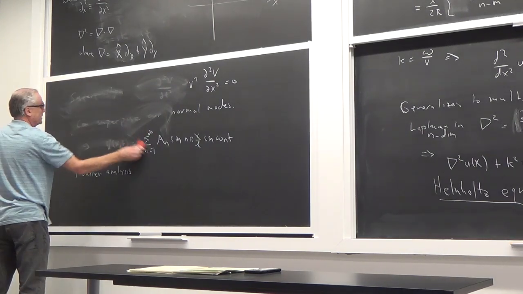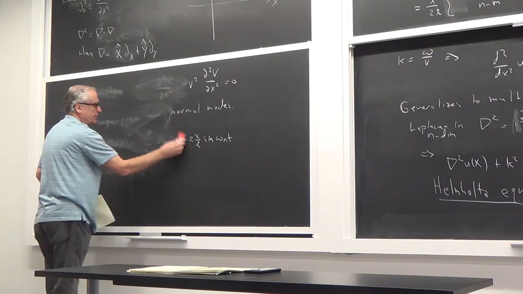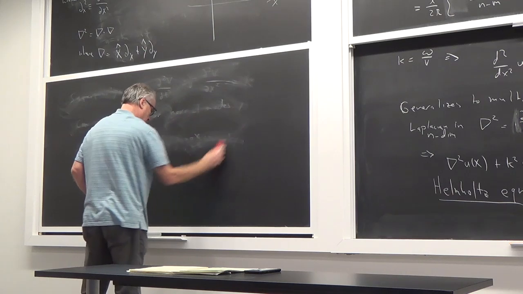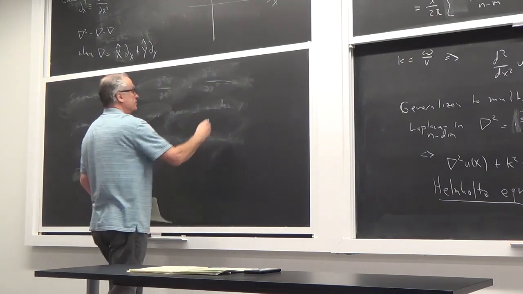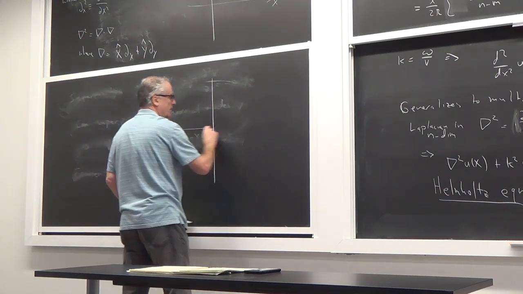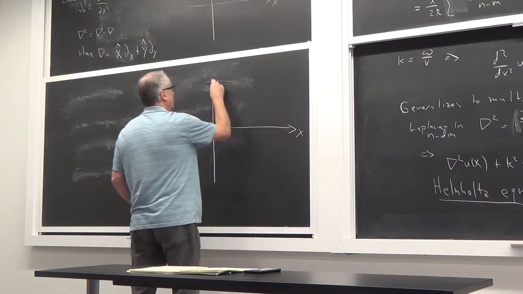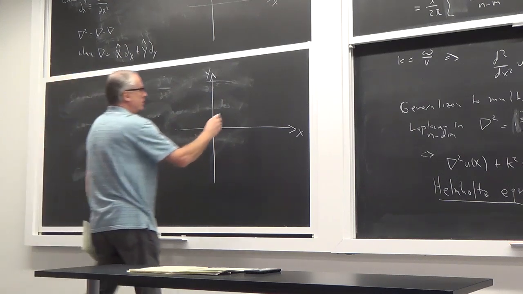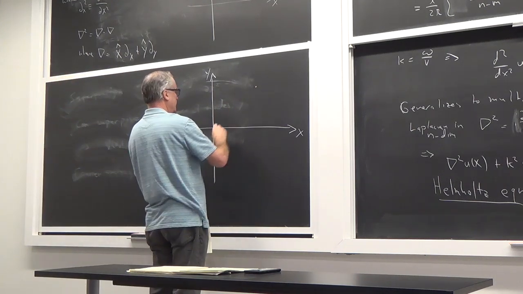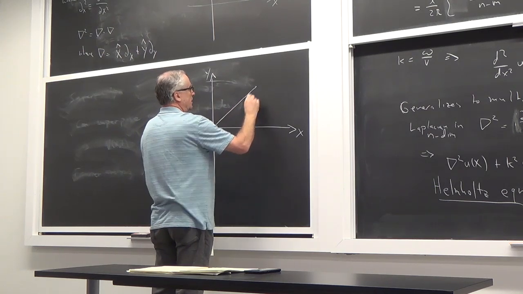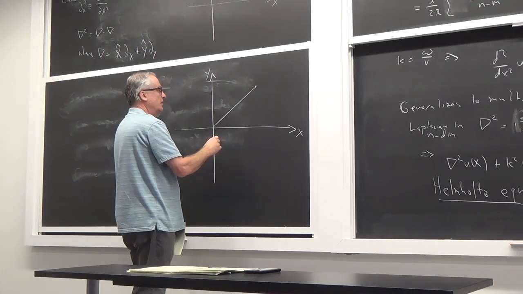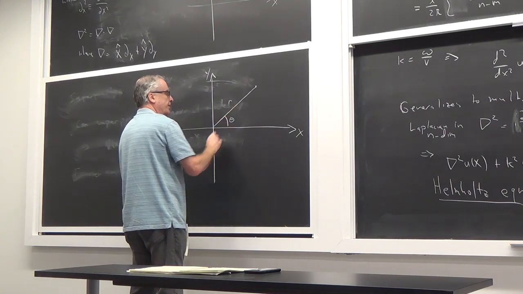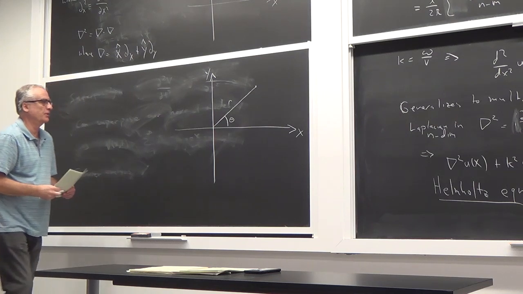So to take del dot del in polar coordinates, I want to know what the gradient is in polar coordinates. And now that I've moved my picture up, I have to draw it again. So I have some point, it has coordinates x and y, but I can express those as r and theta. I can describe the same point by r and theta.